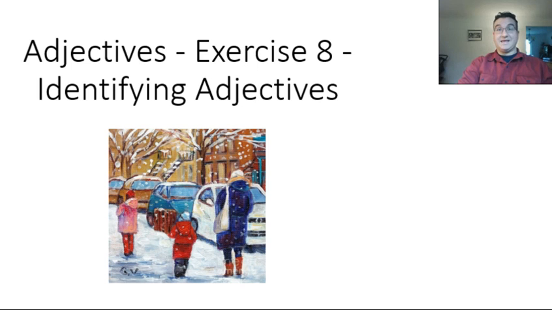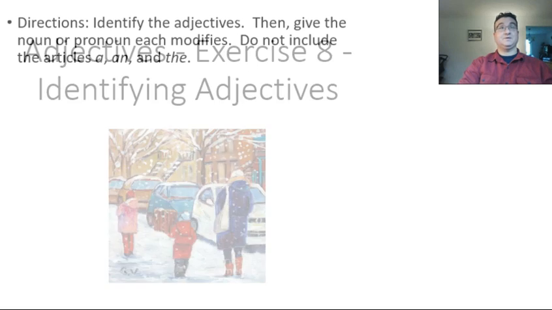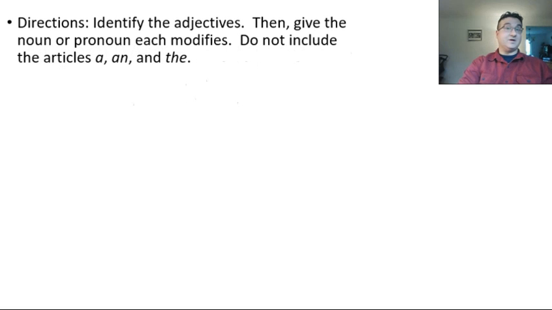This video is on identifying adjectives. It's exercise 8. Our directions are that we're going to identify the adjectives in each sentence, and then we're going to find the noun or pronoun that each adjective modifies. We're going to ignore the articles an, a, and the, which are a special group of adjectives, but they're just too common to see, so we leave them out of the exercise.